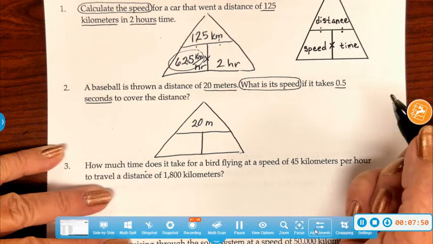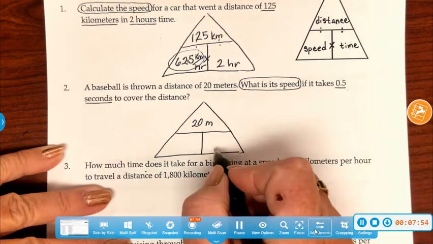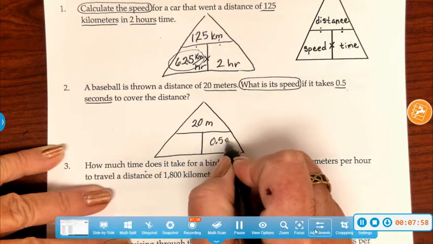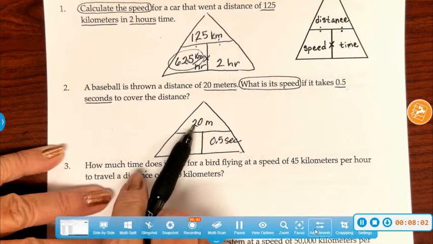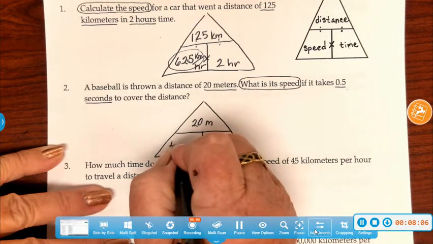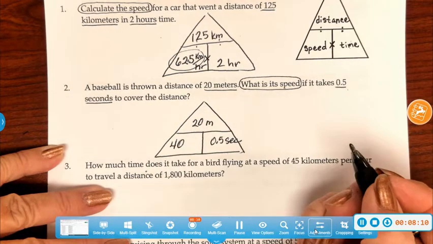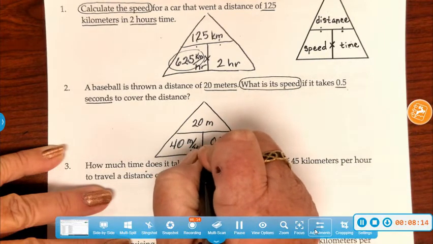And what is the speed? That's what we're looking for. This is a time again, so 0.5 seconds. You just take 20 divided by 0.5, which is 40. 40 what? 40 meters per second. Meters per second. You have to remember your units.